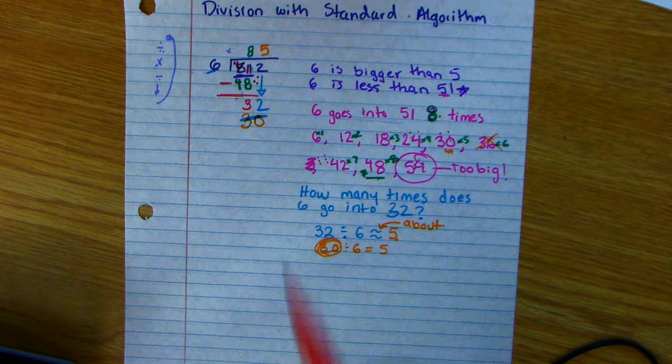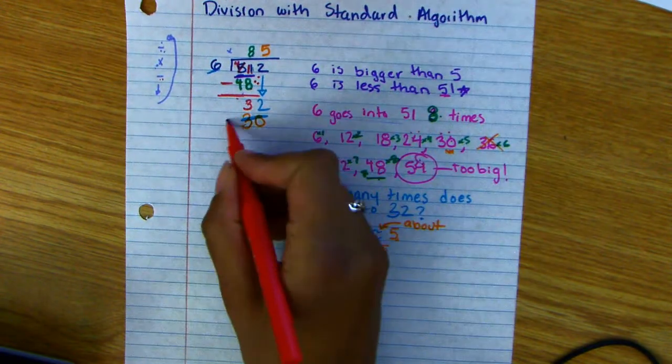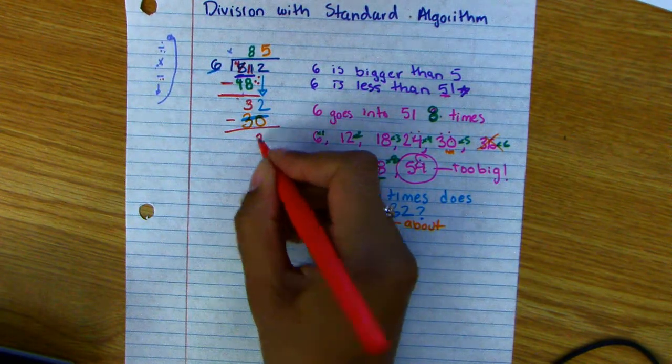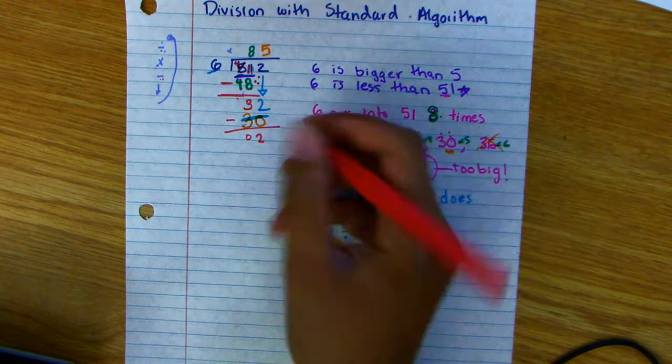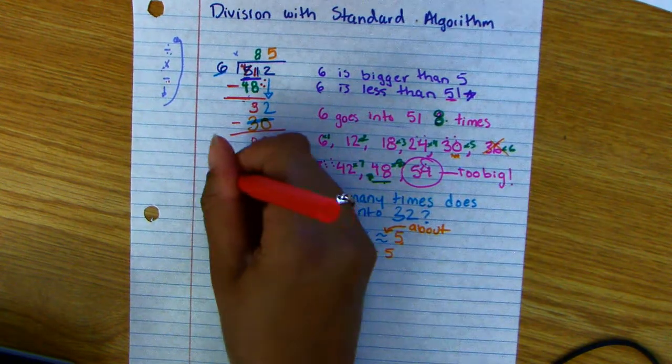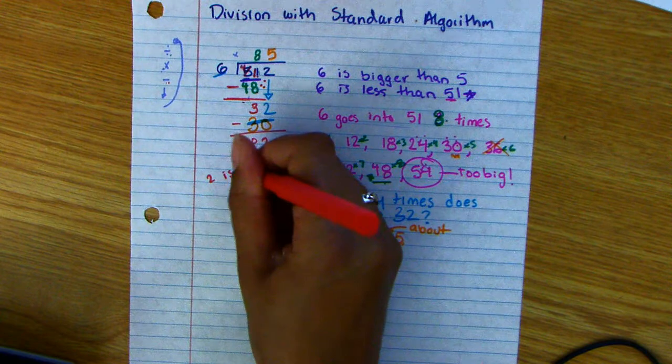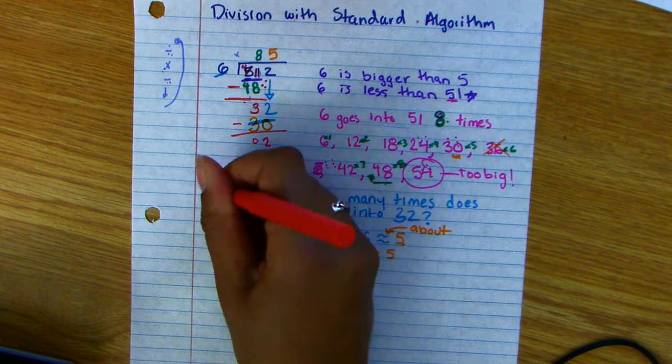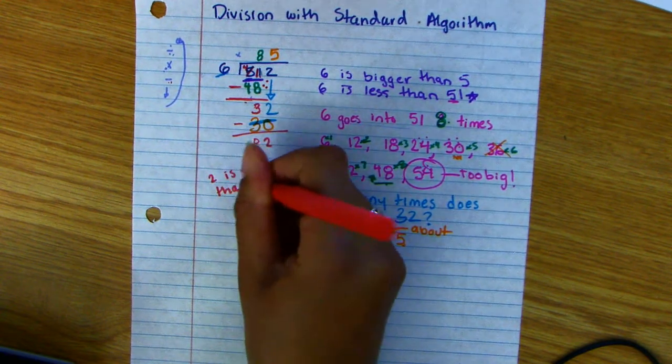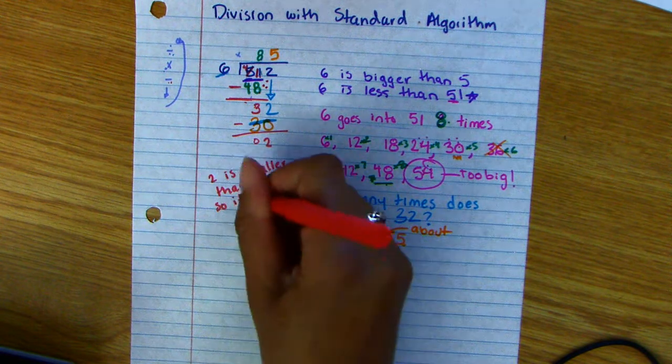Now it is time to subtract. So 32 minus 30 is 2. I know that 2 is smaller than 6. So that means 2 is going to be my remainder. I can't take any more 6s out of 2.